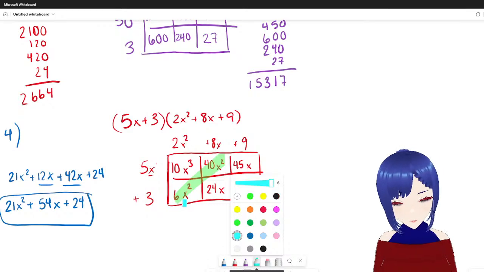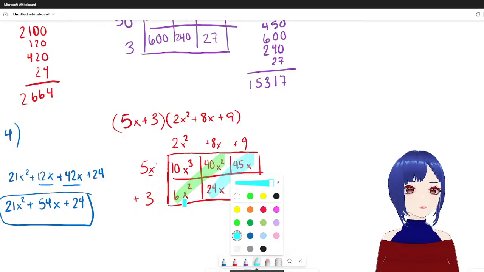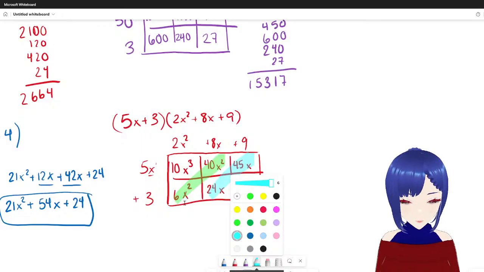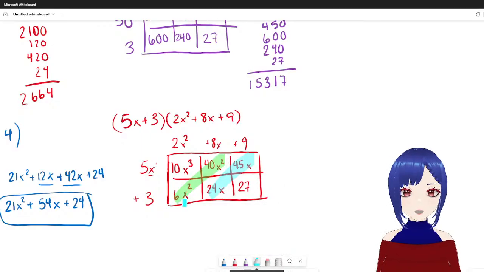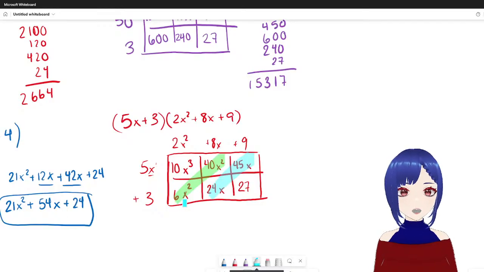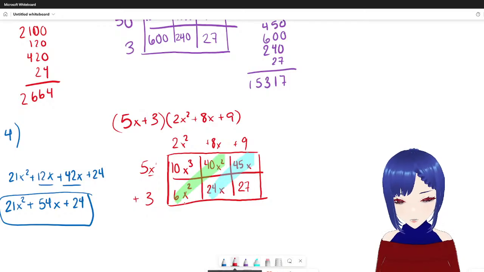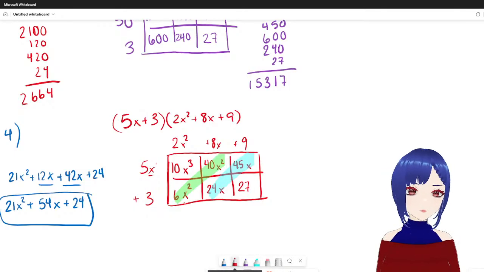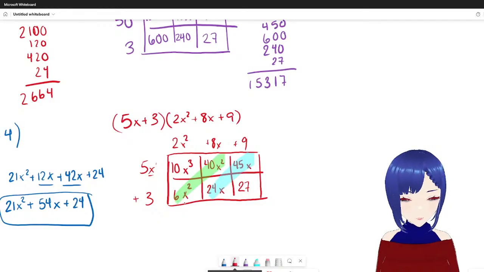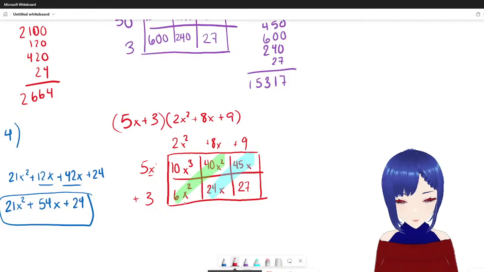And I'll just do a different one. And then the 24x and the 45x. So they're diagonals to the right. You can combine them before bringing them out, which would make it basically a one and done thing. So the 10x cubed is the only x cubed if you look at all the boxes. So we'll bring out the 10x cubed.